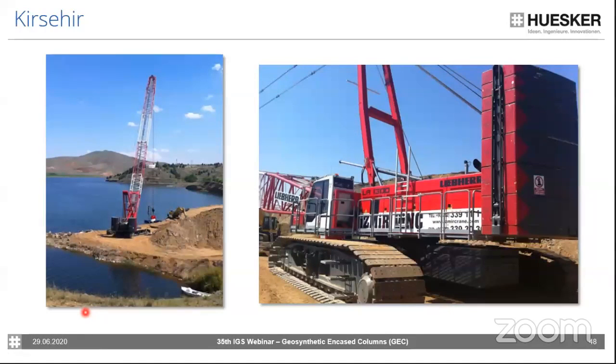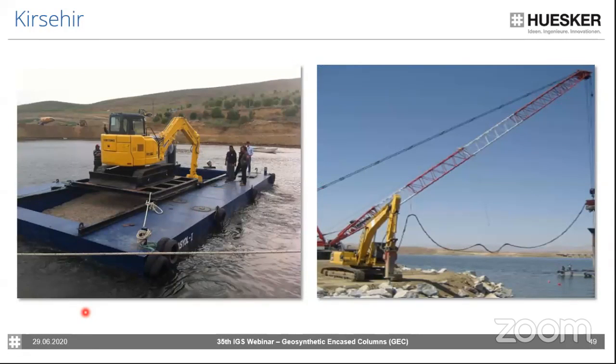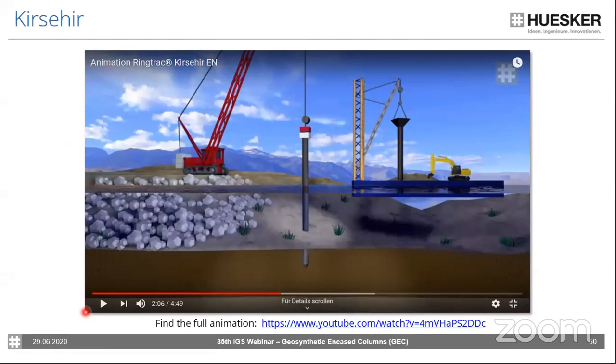The construction started from onshore with large boom cranes, but also with barges in some parts. There is a video online, so I have no time to show it to you today, and I was afraid it doesn't work pretty well, but you can find it on YouTube. There's a nice animation of this project showing you the whole construction method they have used. So very interesting to see as well.